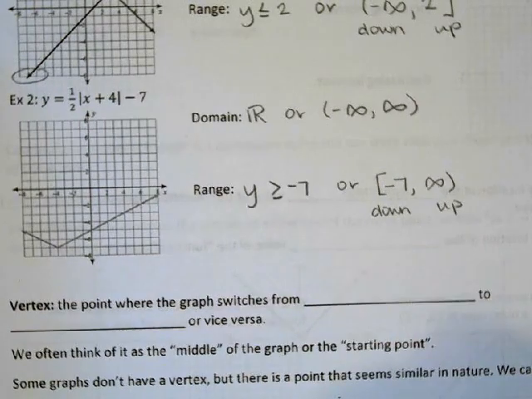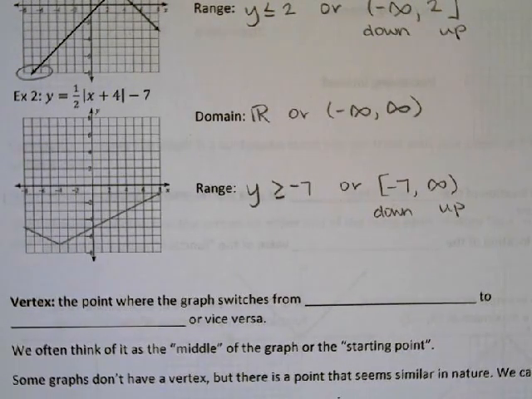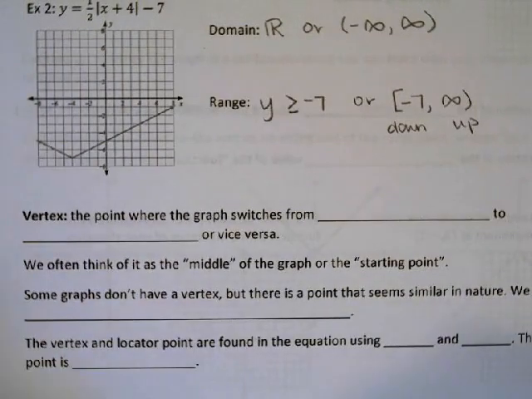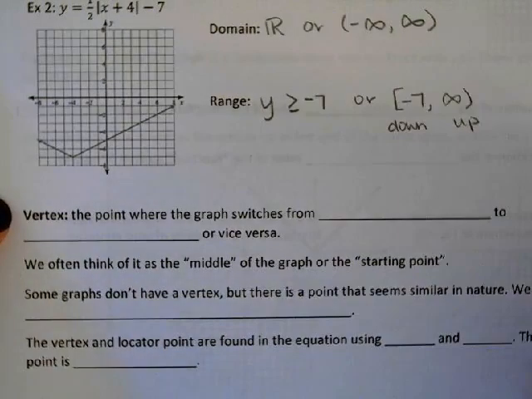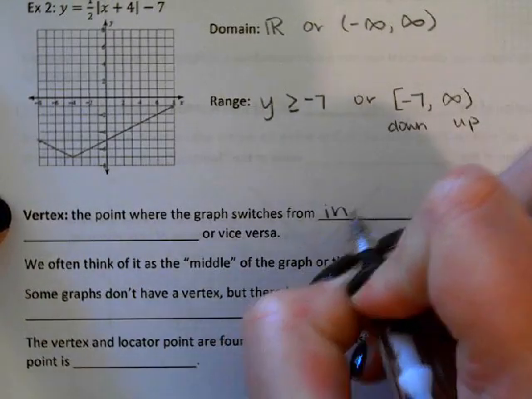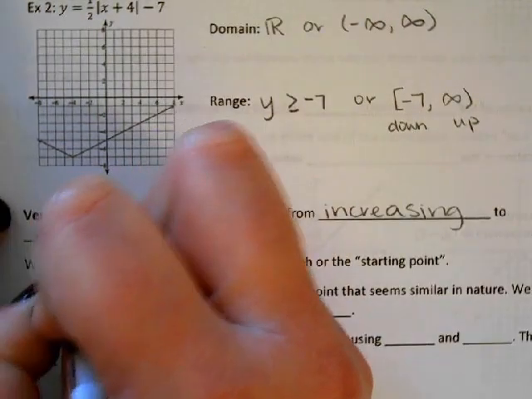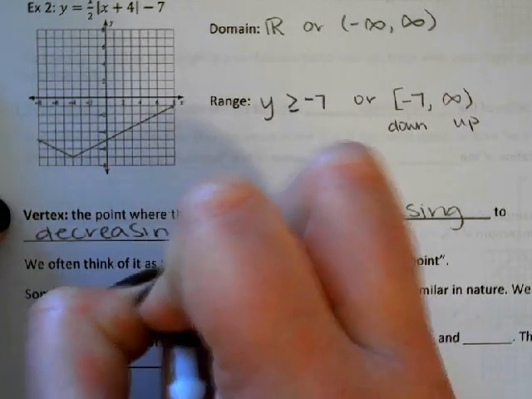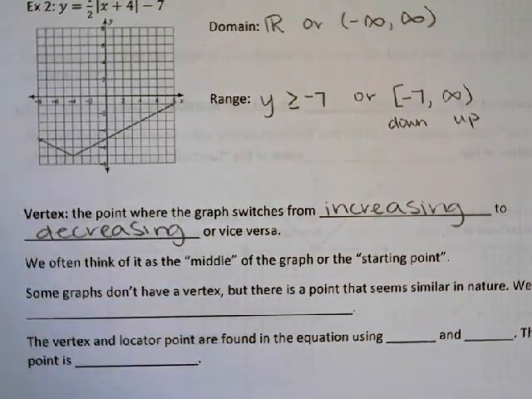All right. The next thing we're going to look for is the vertex, which some of you already mentioned, being able to find just from looking at the equation. The vertex is the point where the graph switches from increasing to decreasing, or vice versa. So we think about this as where the graph switches from slanting down to slanting up, or from slanting up to slanting down. We often think of this as the middle of the graph, or we might think of it as the starting point of the graph. A lot of us think of it that way.